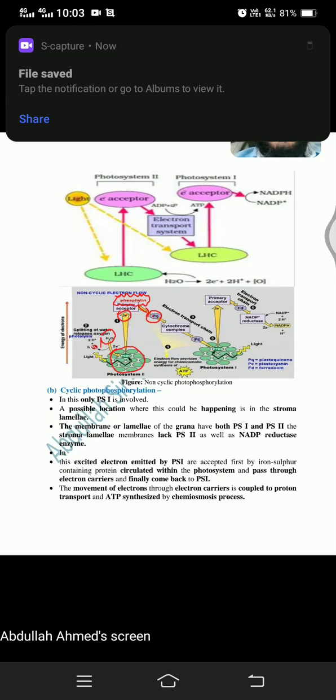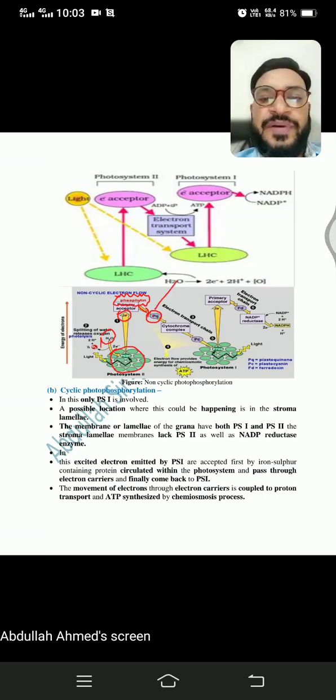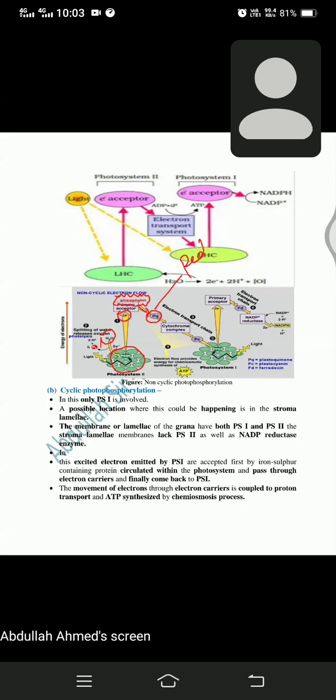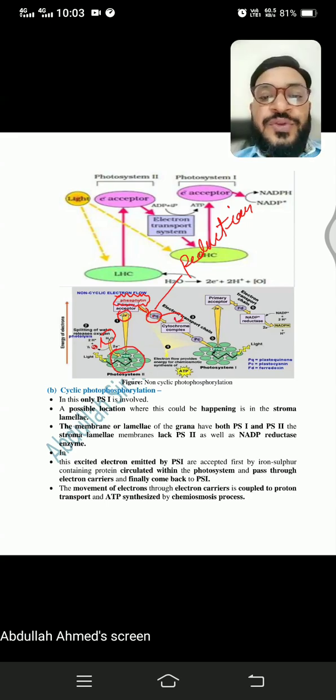Reduction of PQ happens. Understood or not? Yes, sir. PQ will donate the electron to the cytochrome complex. So now PQ will oxidize, and the cytochrome complex will reduce. And now the electron will be donated to PC.